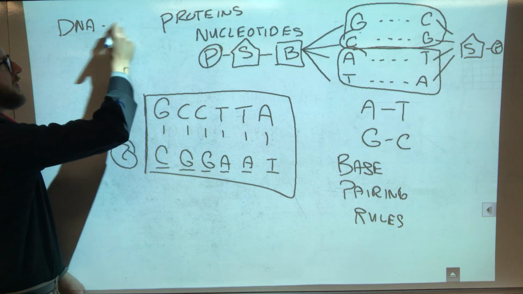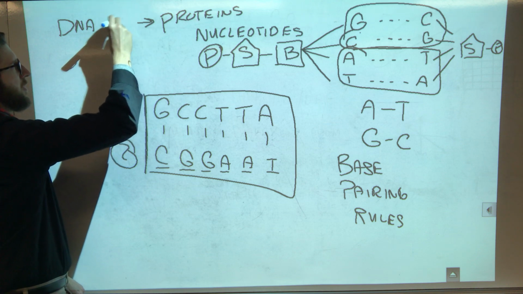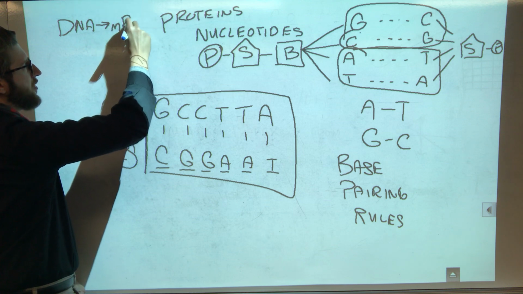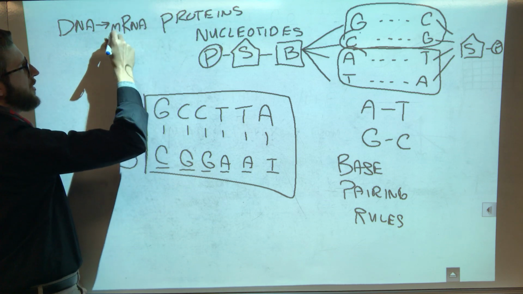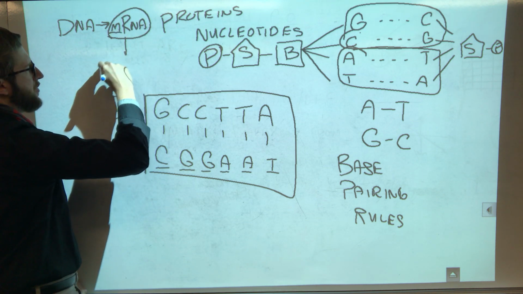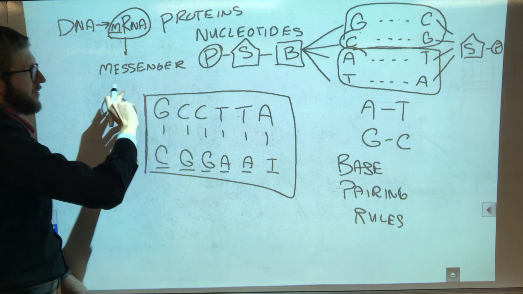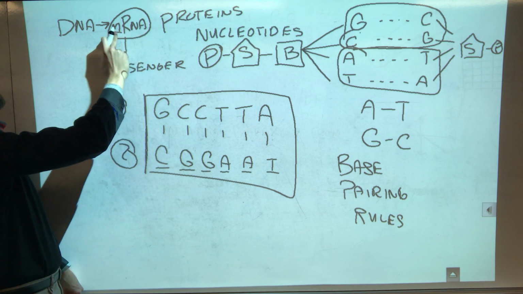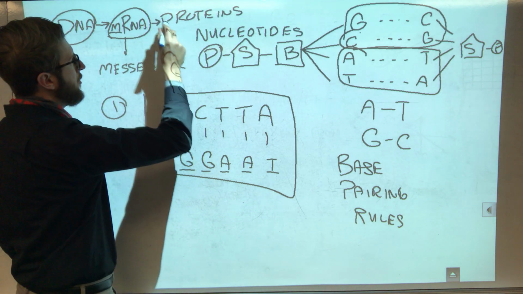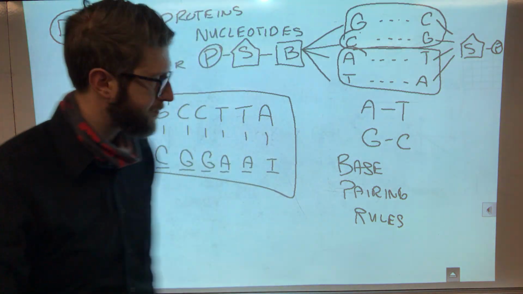But it does not work this way. It doesn't go straight from DNA to proteins. If you'll remember, the information in DNA is first copied into a strand of what we call mRNA. So that M stands for messenger. And that's all it is. It's just the messenger. The mRNA, the messenger RNA, just copies the instructions from the DNA and delivers them to this place called the ribosomes, where the proteins are made. Okay?